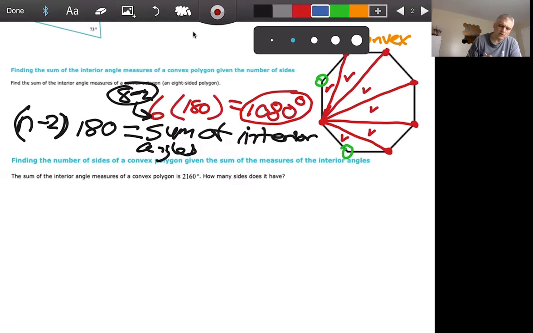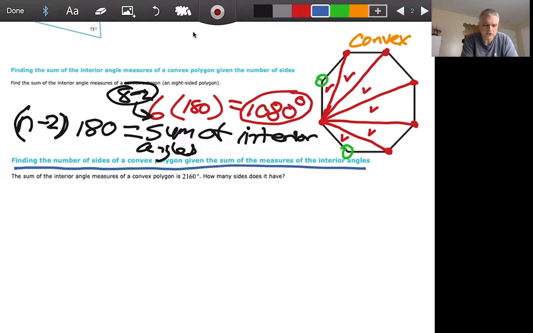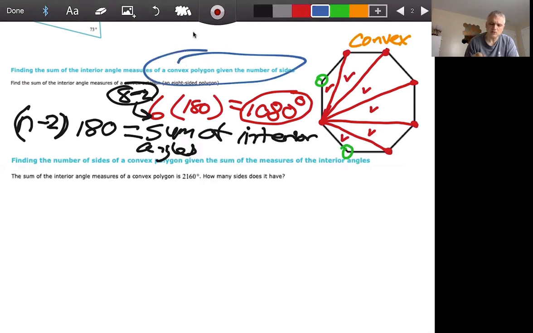Now we're going to take that information and find the number of sides if they give me the sum. So it's the complete inverse of that. Here they gave us the number of sides was 8, the n, and we wanted to know the total number of degrees inside the polygon. Now they're going to give us the total number of degrees.